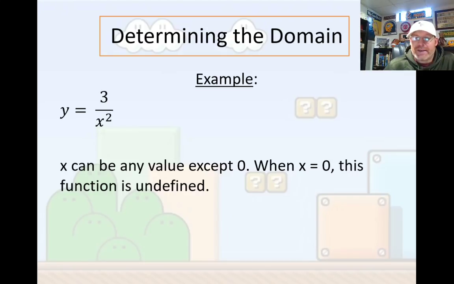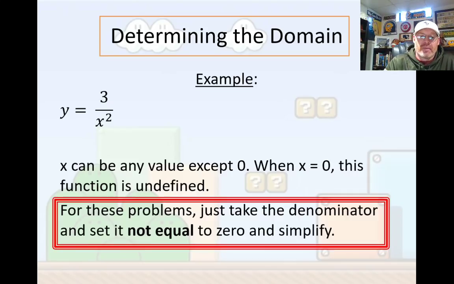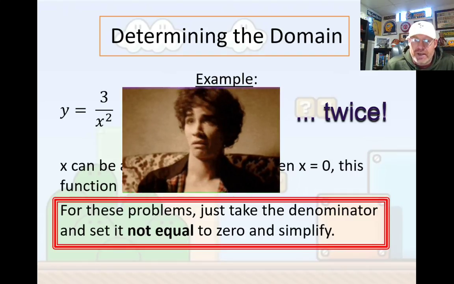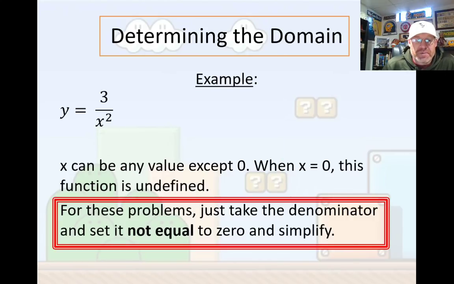Okay, and that's fine and dandy for this particular case, but what if it's not just plain old x or x squared on the bottom? How do you handle that? All you do is you take whatever's in the denominator and set it not equal to 0, and then simplify it. Whatever's in the denominator, set it not equal to 0, and then simplify it. So in this particular case, we would just say x squared cannot equal 0, which would still result in us knowing that x cannot equal 0.